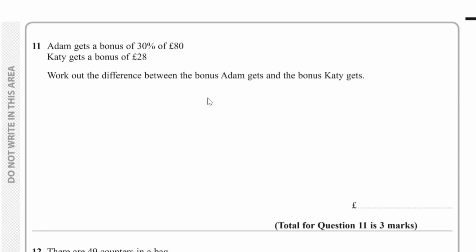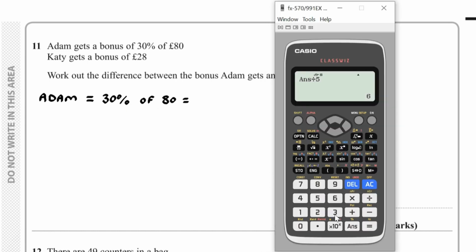Question number 11. Adam gets a bonus of 30% of £80. Katie gets a bonus of £28. We have to work out the difference between the bonus Adam gets and the bonus Katie gets. Well, Adam, he would get 30% of 80. So if I work out 30% of 80, we can just use our calculator.